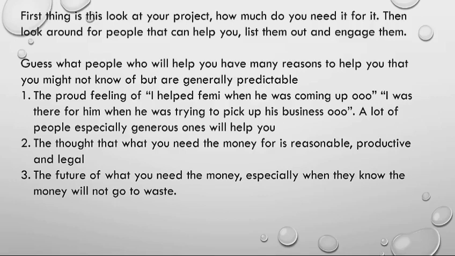Another way is the thought that what you need the money for is reasonable, productive, and legal. People that are generous will know that if what you need money for is reasonable, productive, and legal, you might also find help from people. Number 3 is the future of what you need the money for, especially when they know the money will not go to waste. That's why you need to get a solid business plan before you start looking for funds. Don't look for funds when you don't have any serious business at heart.